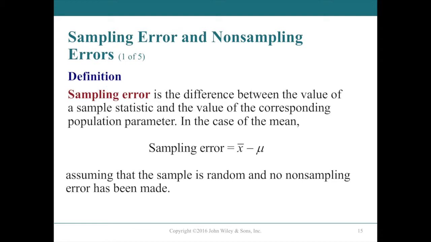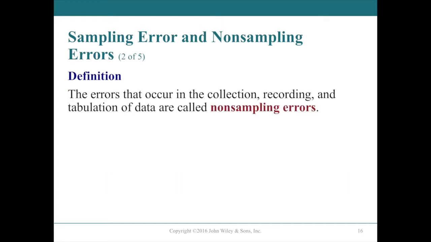So now we have 2 different kinds of errors. One's called sampling error, one's called non-sampling error. Sampling error is something you can't really do anything about. That's just natural. It's the difference between the value of a sample statistic and the value of a corresponding population parameter. So what we mean by that is the X bar, your sample mean, minus the true mu, which you probably found out later. Because if you knew it in advance, there wouldn't be much reason to do a sample. And so this typically is not 0. Ideally, in a perfect world, it would be, but usually it's not. Hopefully it's pretty small. And we assume that we have a random sample and no non-sampling error has been made.